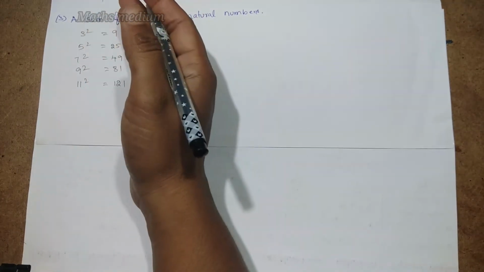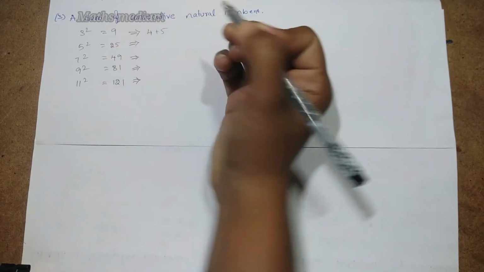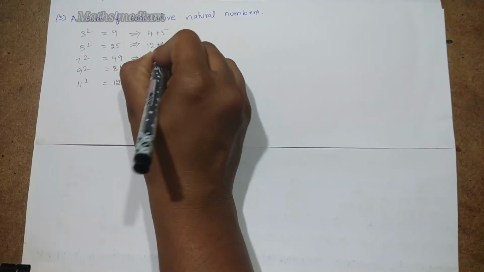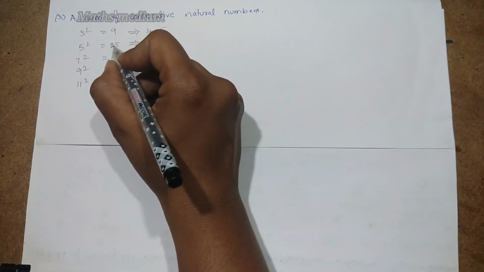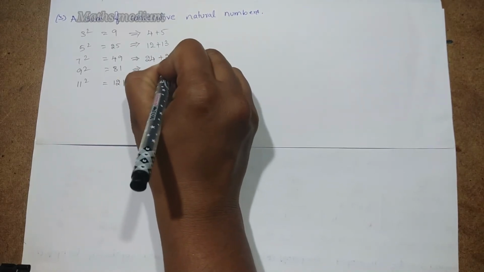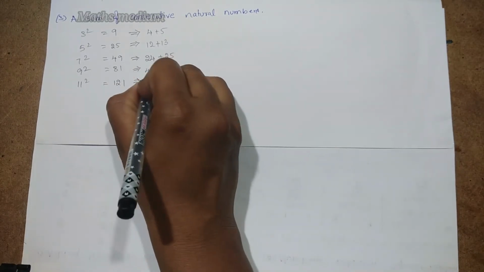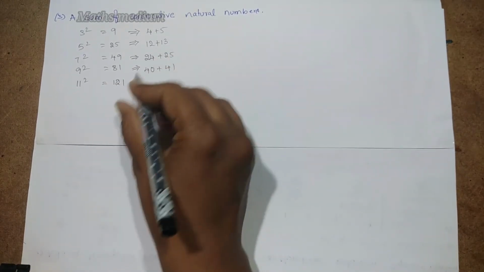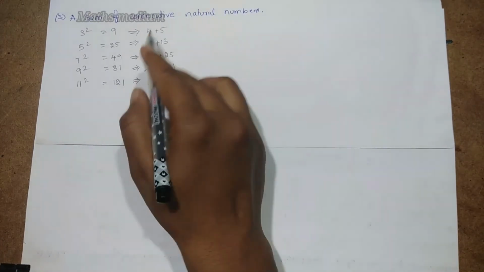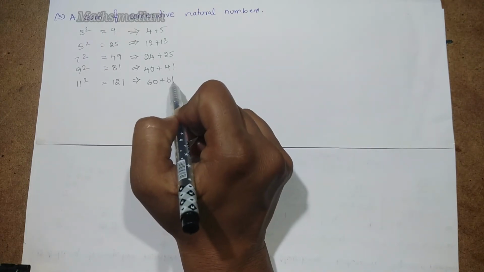Now, by adding two consecutive natural numbers, we get the answer. If you check, 9 is represented as 4 plus 5. Next, 25 as 12 plus 13. 49 as 24 plus 25. 81 as 40 plus 41. Similarly, 121 as 60 plus 61. See, 4, 5, 12, 13, 24, 25, 40, 41, 60, 61.